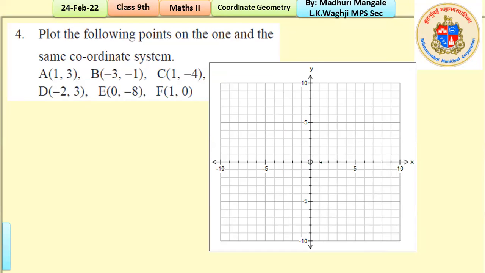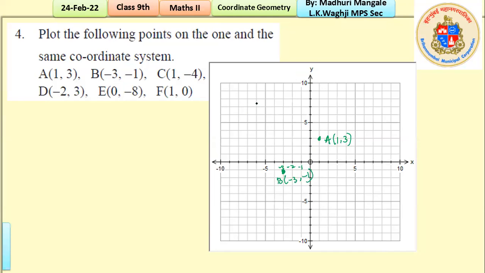It says A, 1 comma 3. So starting at x equals 1 and moving upwards 3 units. So 1, 2, 3, that's 1 comma 3. Then it's B, negative 3, negative 1. So starting at x equals negative 3, negative 1, negative 2, negative 3 over here. And then negative 1, so moving down 1 unit, this is the point. Of course, when you plot the point, you need to label it then and there itself. So this is A, 1 comma 3. This point is B, negative 3 comma negative 1.